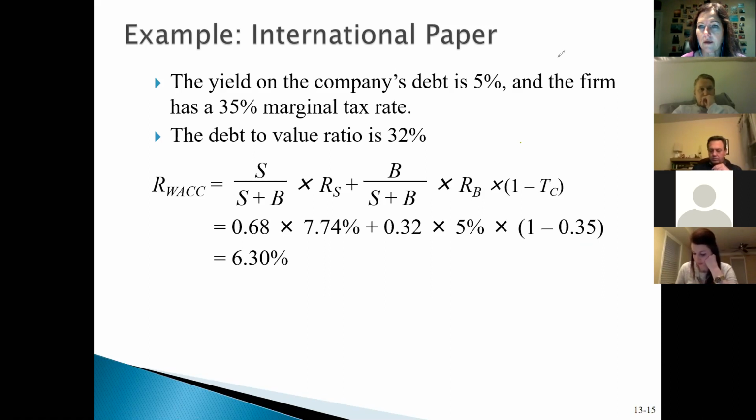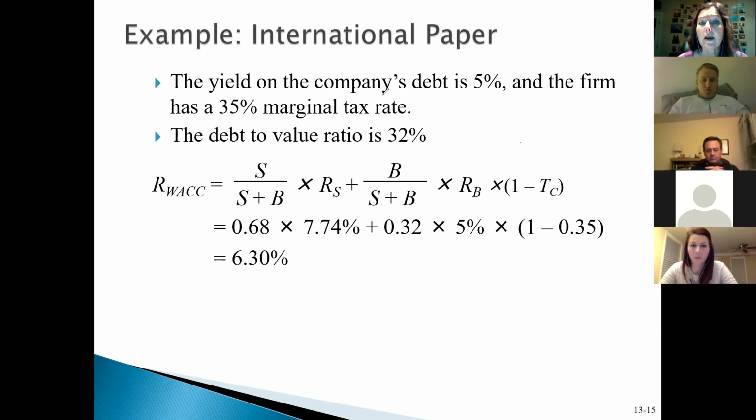In this formula right here, what are the calculations for the 68% and the 7.74%? Okay, so this 68% is based on this right here, that we're 32% debt financed. So you're either going to be debt financed or equity financed. If you're 32% debt financed, the rest, or 68%, is equity financed. It's 1 minus. Yeah.